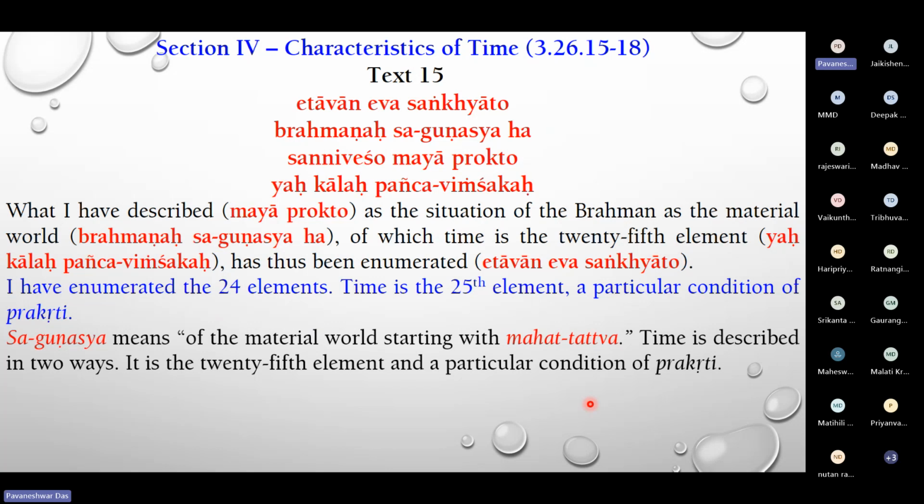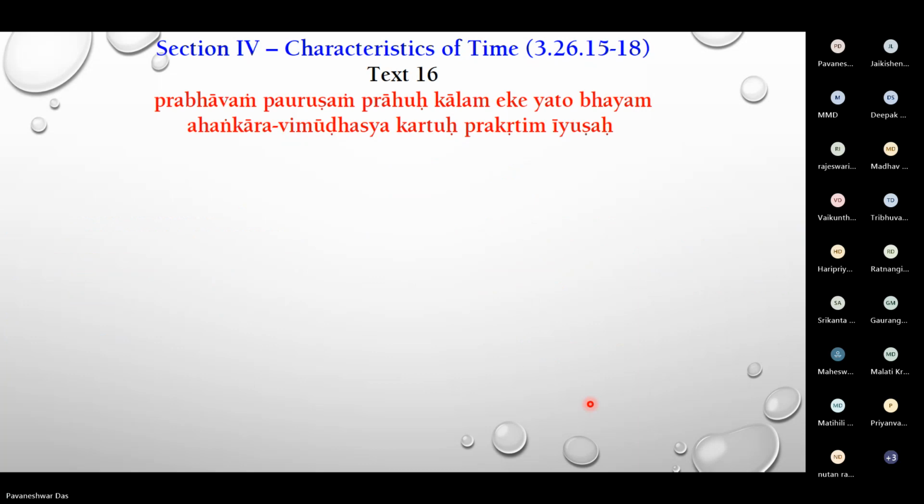Sa gunasya means of the material world starting with Mahatattva. Time is described in 2 ways. It is the 25th element and a particular condition of Prakriti. Kala has 2 lakshanas. The next 2 slokas talk about those 2 qualities of Kala. First quality.